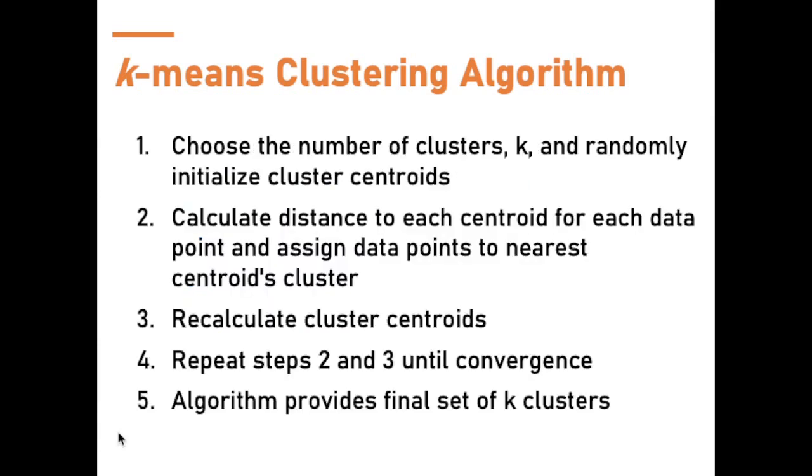How does the k-means clustering algorithm work? This method works by iteratively assigning data points to clusters and then updating the clusters' centroids until convergence. So we've got mainly 5 steps. In the first step, we choose the number of clusters k, and we also randomly initialize the cluster centroids. Each centroid represents the center of a cluster.